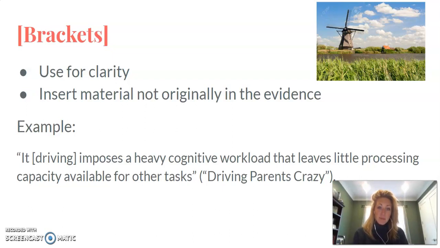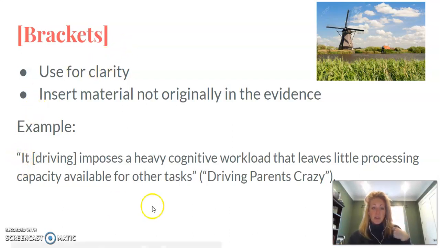Oftentimes it's going to be used for pronouns. If your direct quote says he or she, you would use the bracket, not just parentheses, but the bracket, to add clarity of who is the he that they are talking about, because they didn't say it in the direct quote. So pretty much if you're ever adding anything that's not original to the direct quote, then you're going to put it in brackets to say, hey, this isn't exactly what the author said, but I need you to understand it, so I'm giving you a little bit of information.